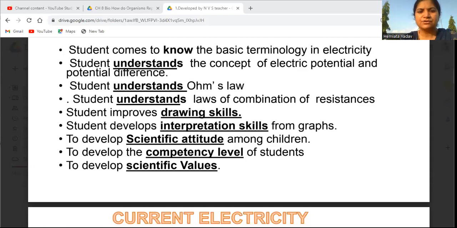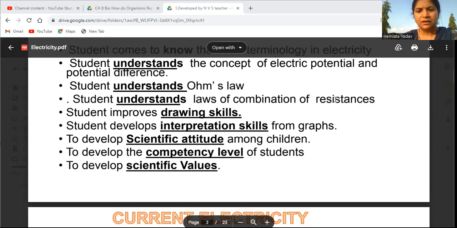Electricity. It is an important form of energy. By reading this chapter, you will be able to understand the electric potential, electric potential difference. Student understands about the Ohm's law. Student understands laws of combination of resistance. Student improves drawing skills. Student develops interpretational skills to develop scientific attitude, to develop competency levels of the student and to develop scientific values. So these will be learned by the student after understanding the chapter.